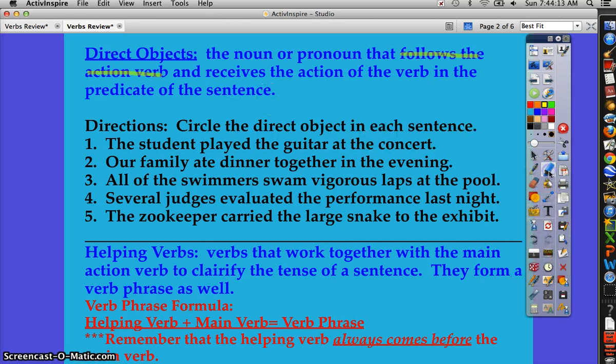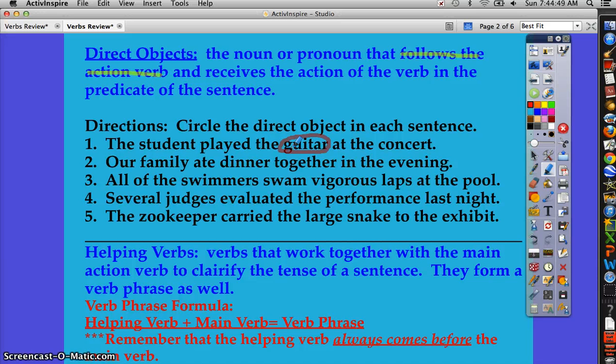Okay, taking a look at number 1 in the directions here, we have to circle the direct object in each sentence. Let's take a look at 1. The student played the guitar at the concerts. The subject is the student. What did the student do? The student played. To help you find direct objects, ask yourself, who or what did the student play? The student played a guitar. So guitar would be the direct object, and you just want to circle the noun or the pronoun, no articles or adjectives with the noun or pronoun for direct objects.